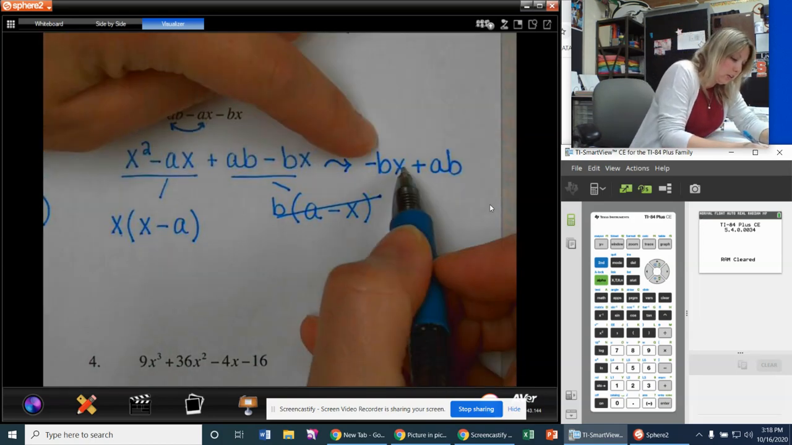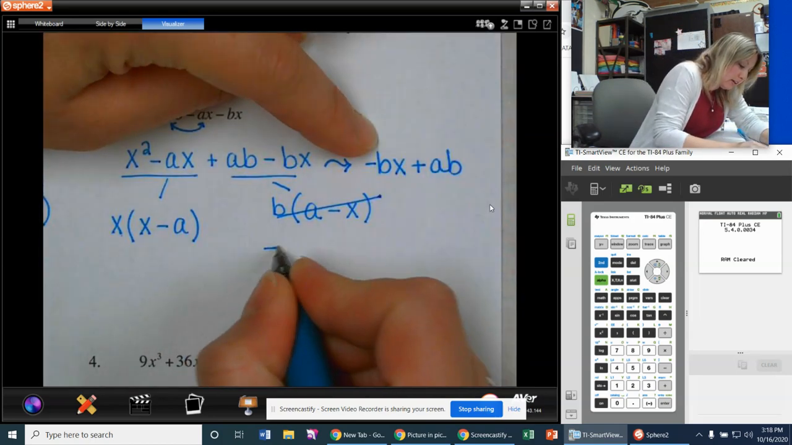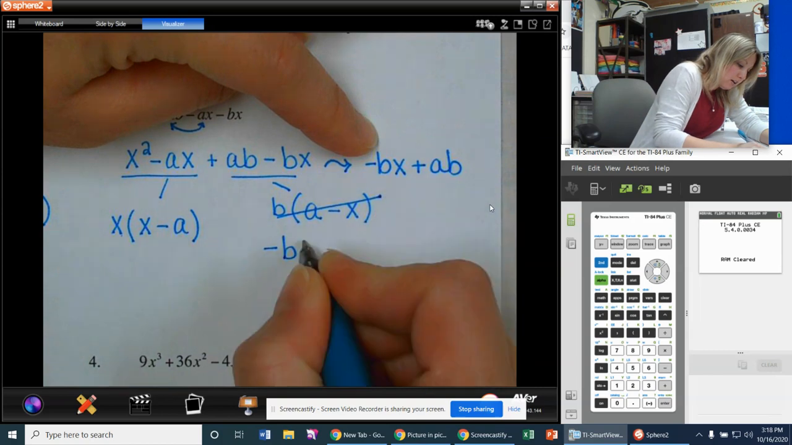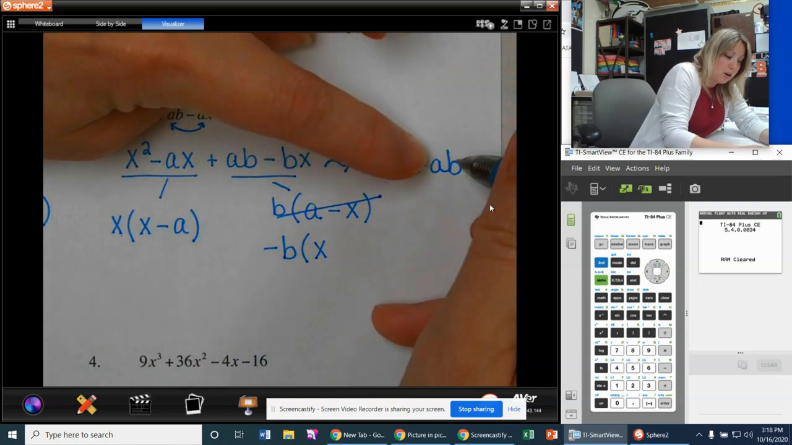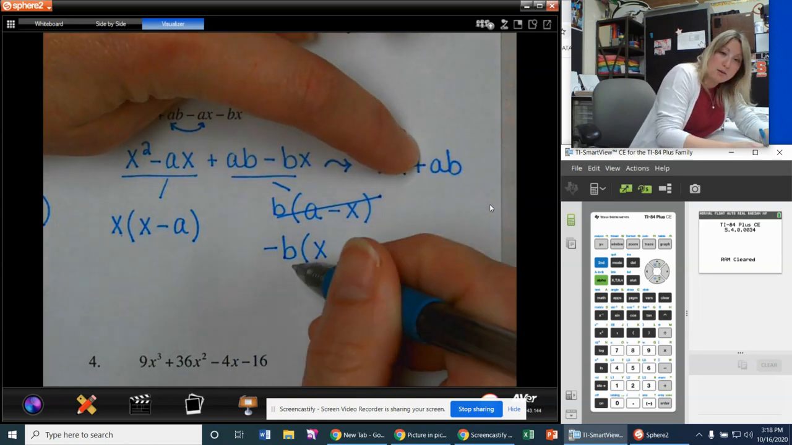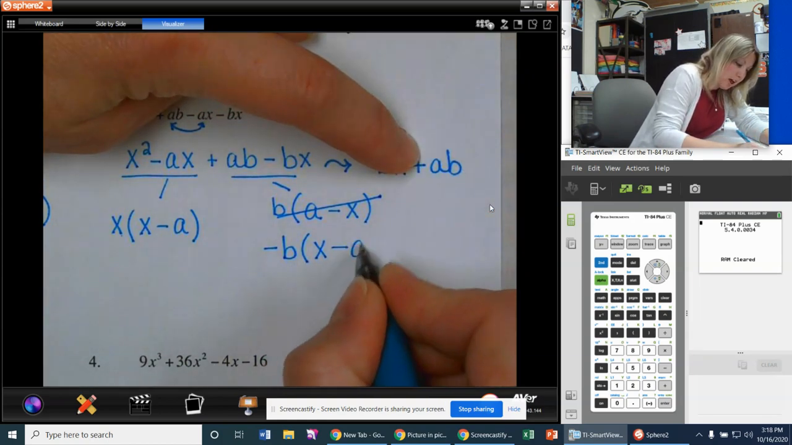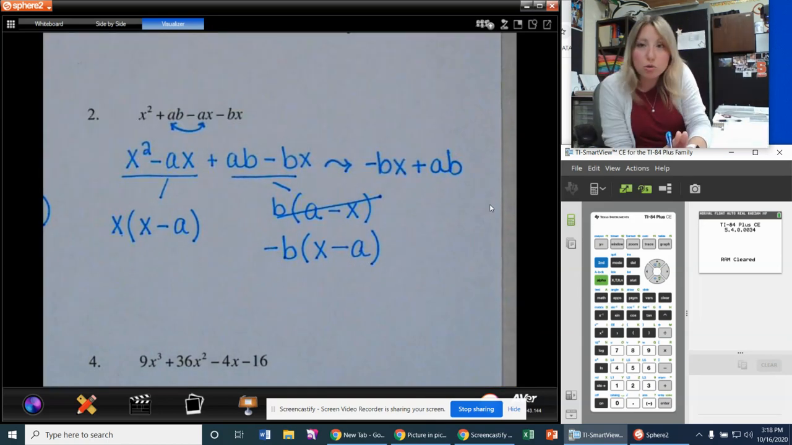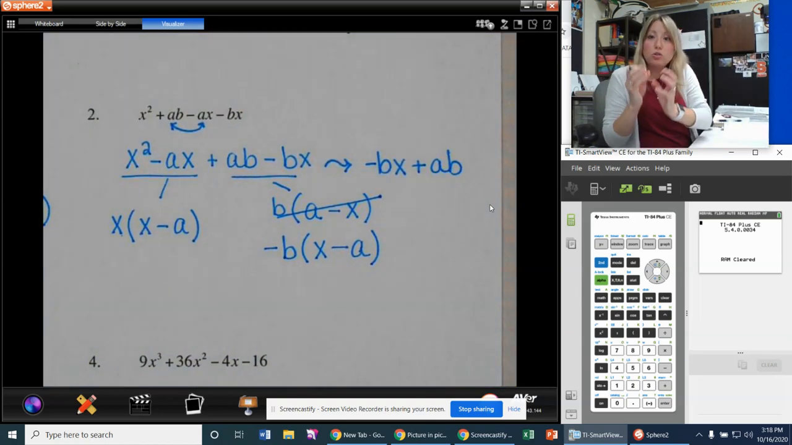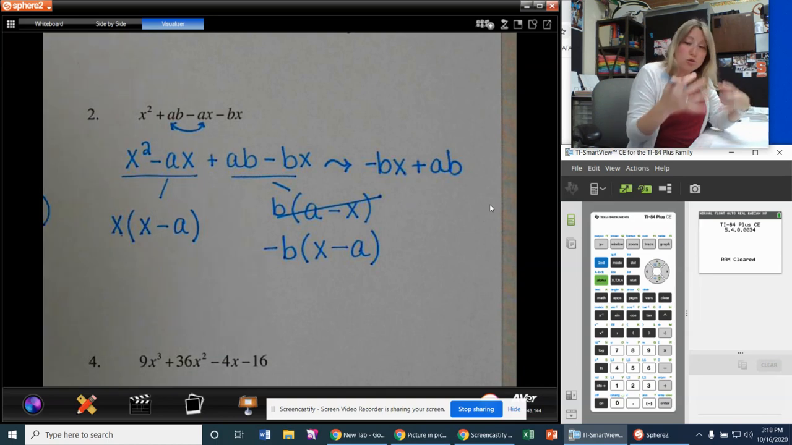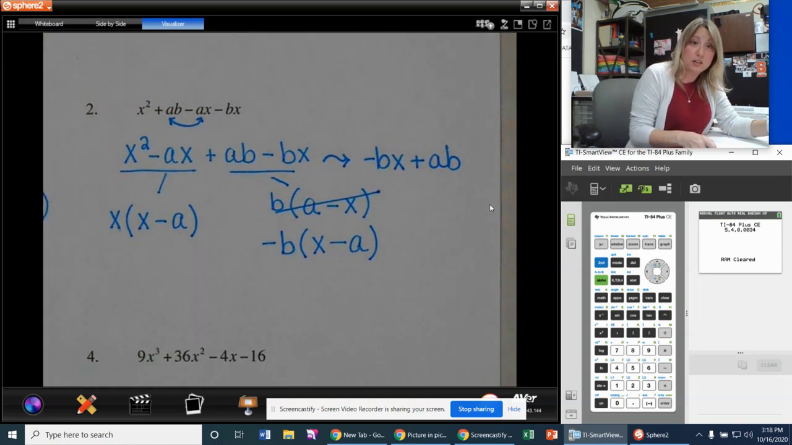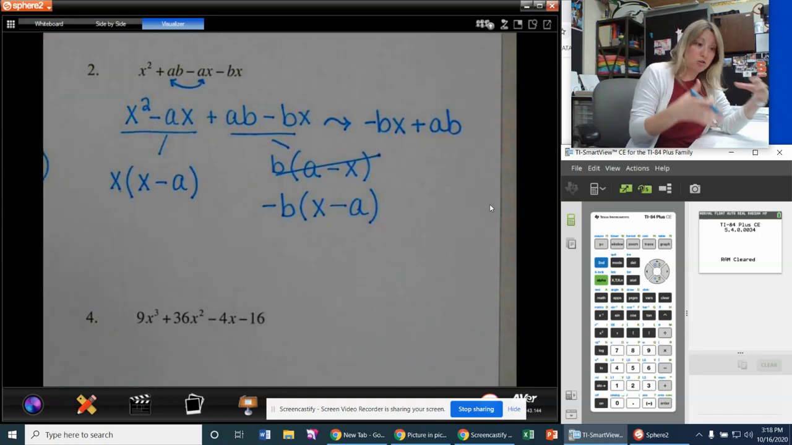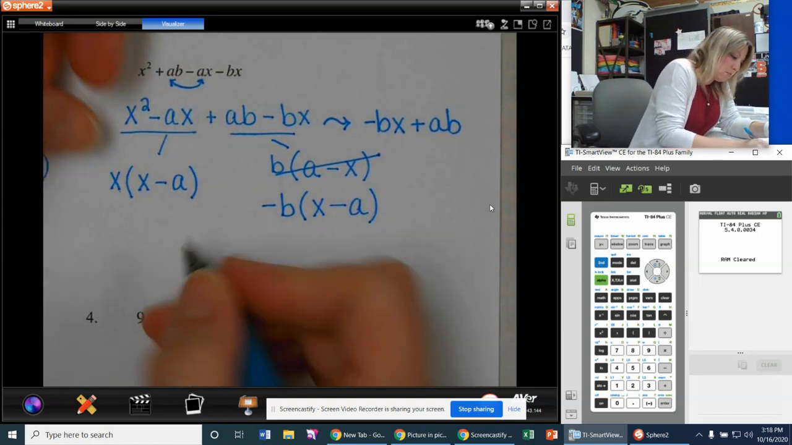So we need this x to be positive. Let's pull out a negative b, okay? Now when you have negative bx divided by negative b, you're left with a positive x. And when you have positive ab divided by negative b, you're left with a negative a. And now you have the same leftover. So sometimes with factor by grouping, you might have to reorder your terms so that you can get the right GCF out of each term so you can have the same leftover.